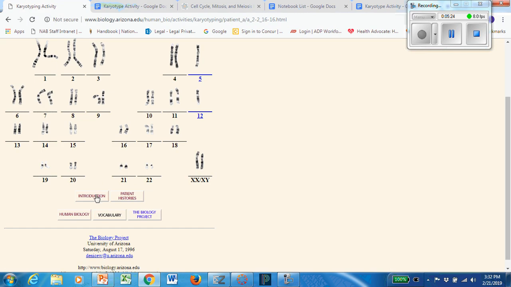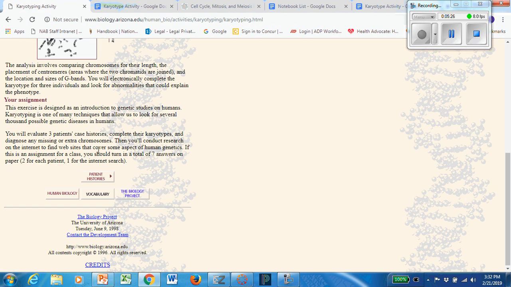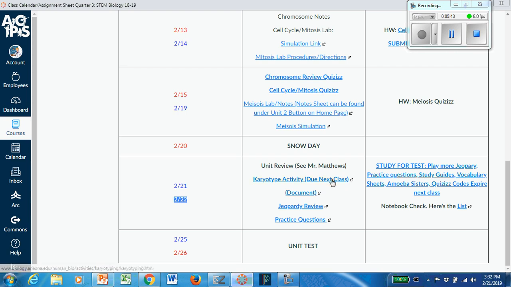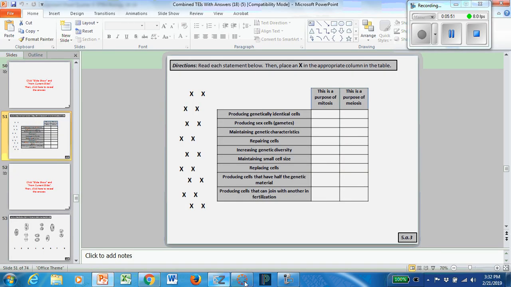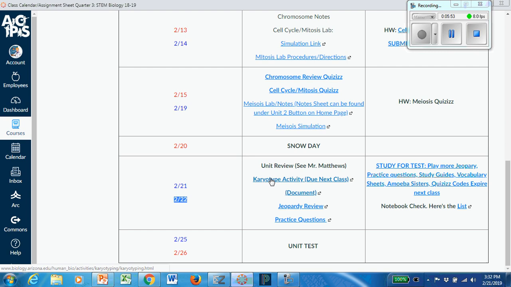Going back to the introduction piece, you're going to be following the directions here, finding websites that cover some aspects of human genetics, and writing about that. Okay, so that is due next class. If we're looking at our calendar, you're going to turn that in at the beginning of next class, which is right before the test.